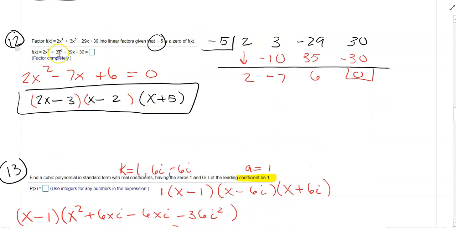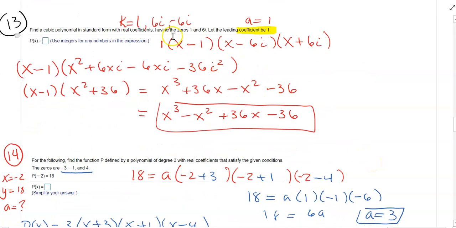Here, once again, we're looking for it to be factored completely. I use the given 0 to help reduce it. So I get 2x squared minus 7x plus 6. I can factor that. Just don't forget your original factor. So x plus 5 was given to me, and then I figured out 2x minus 3 times x minus 2.